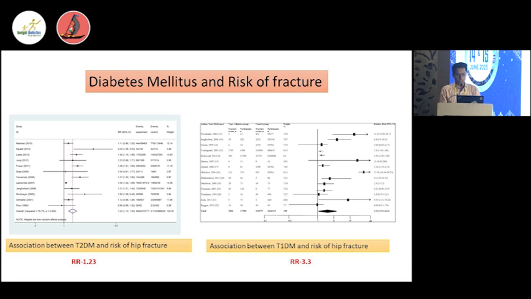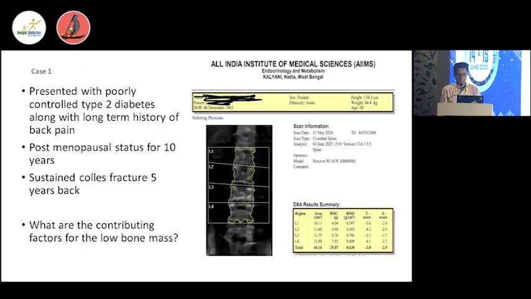She underwent bone mineral density testing with DEXA. I think DEXA was dealt with yesterday by Shomik sir, so mostly we know the basics of DEXA. This is a lumbar spine DEXA, with a T-score of minus 3.8. She is postmenopausal, so we look at the T-score. So it is severe osteoporosis which we can see.